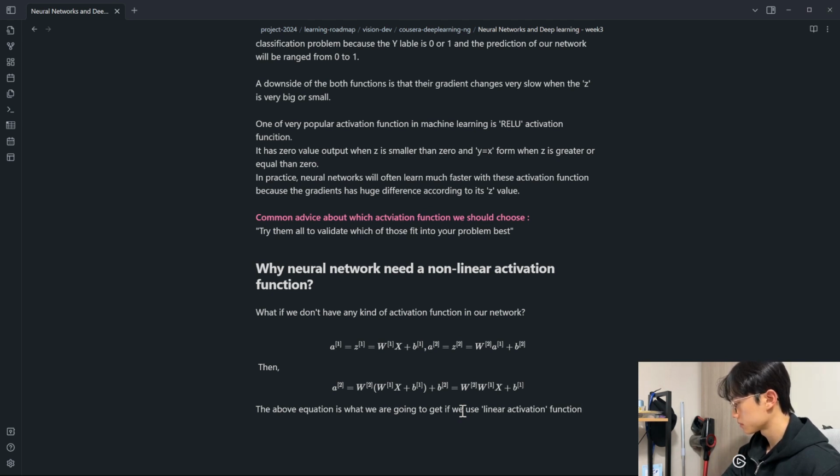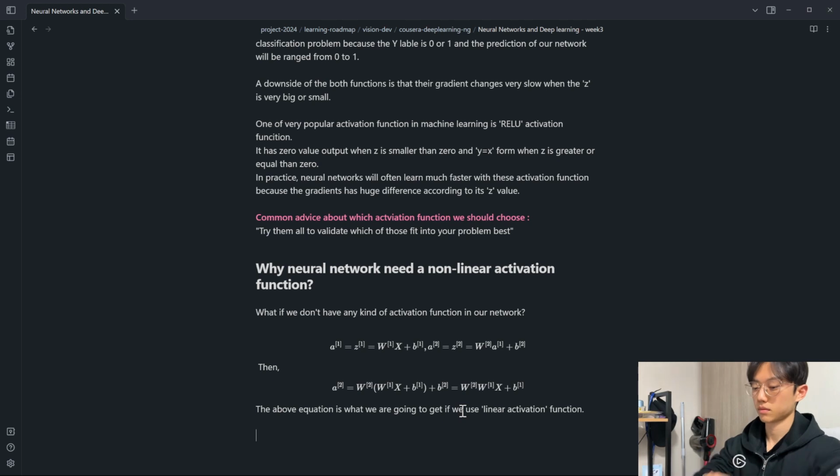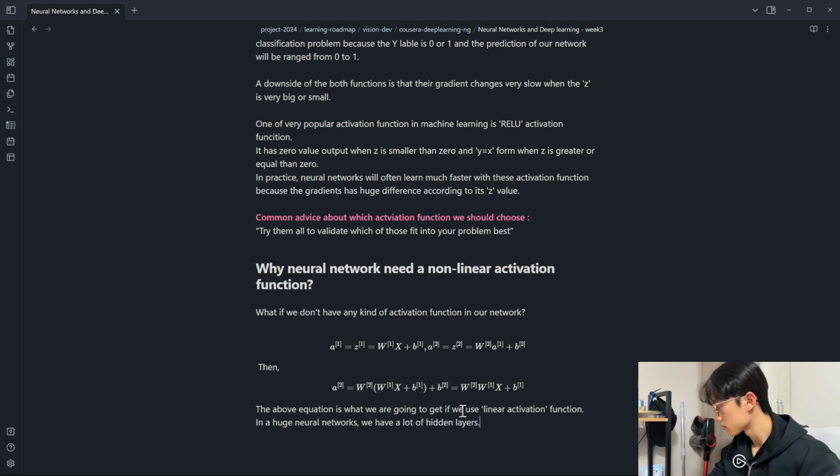And it turns out that if you use a linear activation, or don't have an activation function, then no matter how many layers your neural network has, all it's doing is just computing a linear activation function. So you might as well not have any hidden layers.